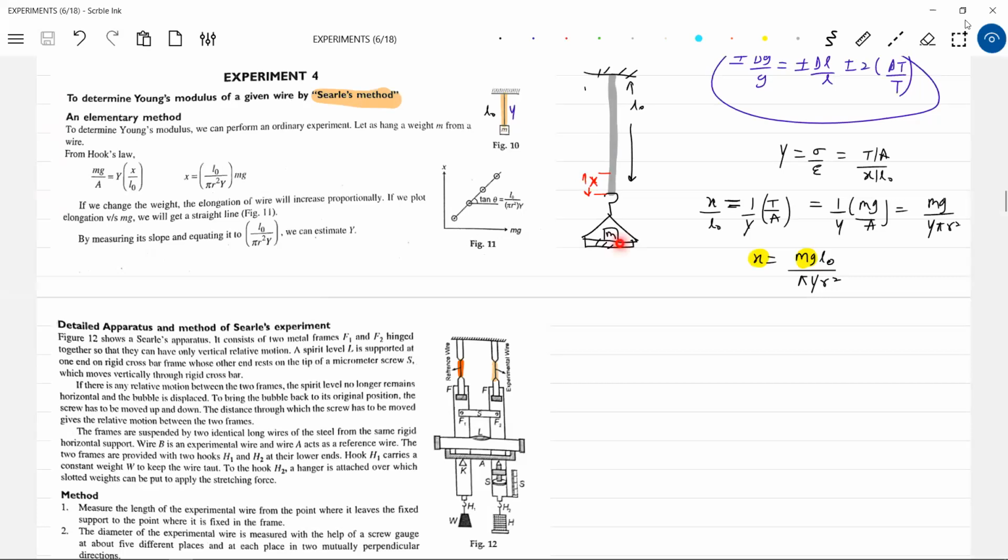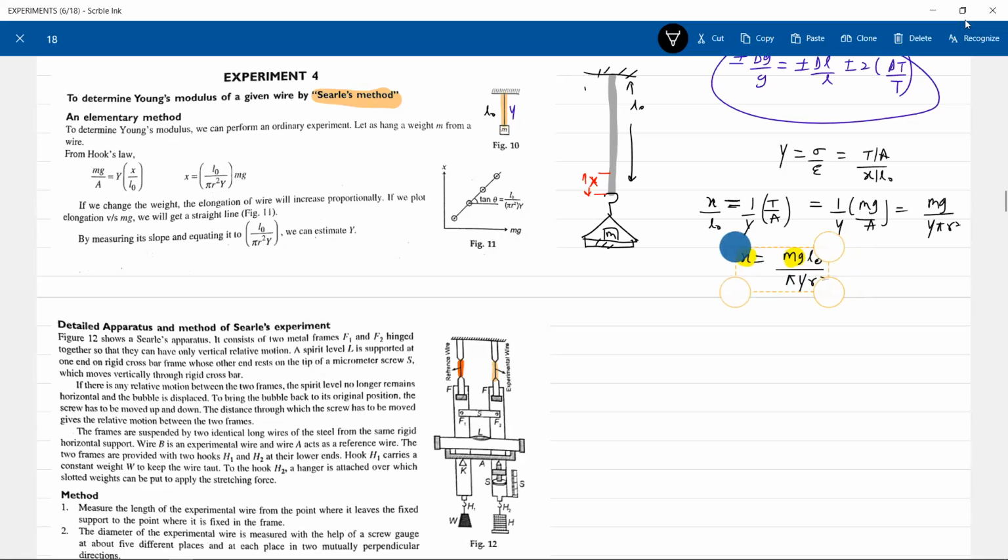As I increase the load, the elongation of the string will increase. So X equal to L naught by Y times T by A. So T is equal to what? Mg, this one. Now what happened here? I'll measure the elongation versus the load. So I got the X by Mg graph. Then Young's modulus is what is needed. So X by Mg is what I can calculate from the slope. So I need this particular Young's modulus.